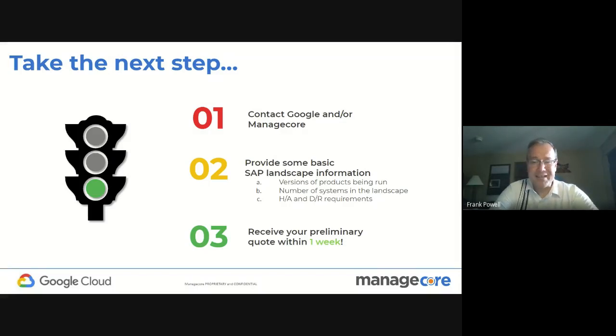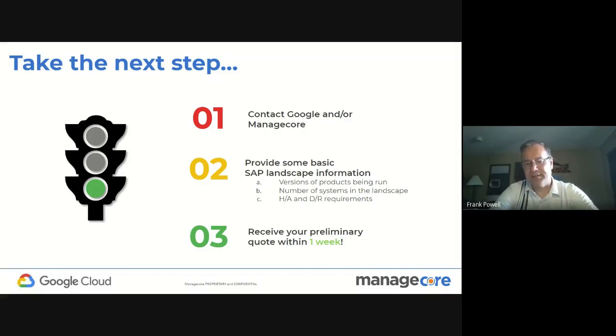We need just some basic information, right? Just tell me a little bit about your landscape. Most SAP customers have a landscape diagram that might already have this information in it. It doesn't have to be a special format. What we're looking for is just the versions of the operating system, database, and SAP product you run, the number of systems you have, and a little bit about what your HA and DR requirements are.